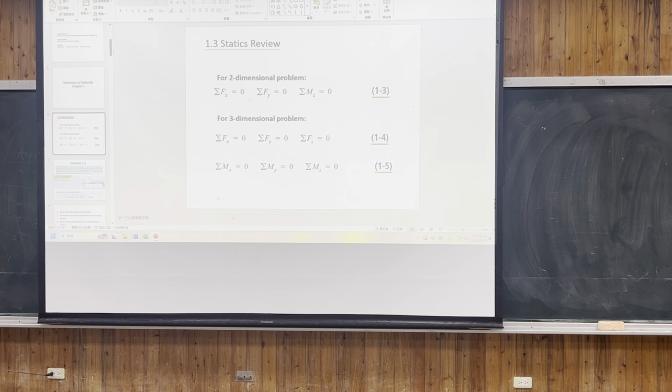Yeah? So from chapter 1, these are the 2D and 3D problems when we're talking about static equilibrium. For 2D problems, you make sure that along the x-axis and y-axis the force is 0, and the moment is also 0, something like this. If you do this correctly, you will make the free body diagram correctly.